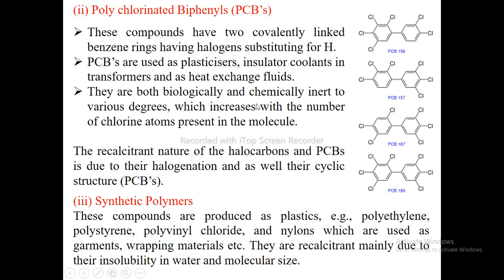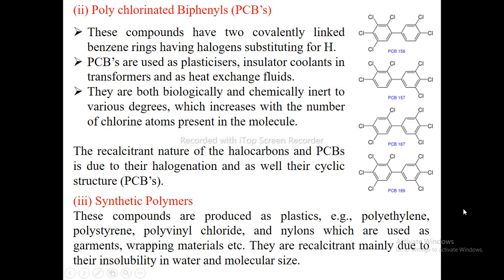Right, they are both biologically and chemically inert to various degrees, which increases with the number of chlorine atoms present in the molecule. So as the number of chlorine atoms increases, its biological and chemical inertness will increase. The recalcitrant nature of the halocarbons as well as polychlorinated biphenyls is due to their halogenation as well as their cyclic structures. Right, so they are halogenated as well as cyclic, so that makes them very recalcitrant, very tough to be degraded biologically.